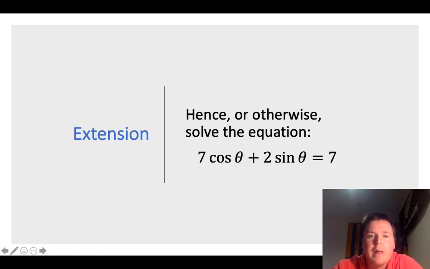Okay, last up, this is the extension question. Hence or otherwise, you can use the information on that previous slide to solve this problem. That makes it a whole heap easier, turns it into a quadratic. Good luck.